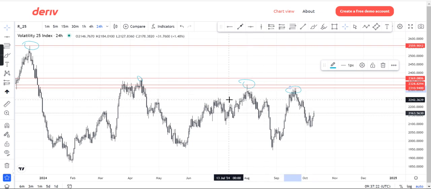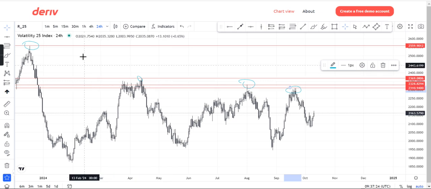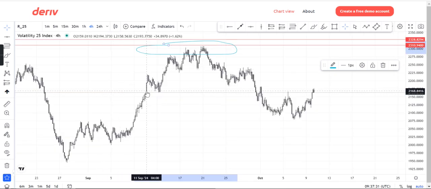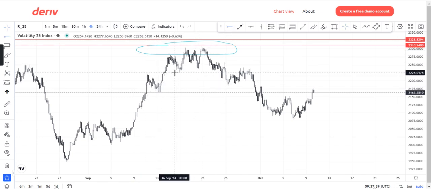Now, on this particular market, volatility 25, we have to go to the lower time frame to see what possibly we could be looking at taking. We have something here which is market broke structure at this point. We tested that zone, but for a better view, we'll pick this here and I would remove this.